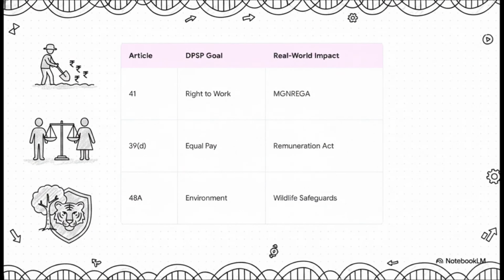Now, what's really interesting about this is seeing how these seemingly abstract constitutional concepts translated into massive, real-world impact. Take Article 41, which calls for the right to work. That's the literal constitutional foundation for huge programs like MGNREGA, which guarantees rural employment, and the National Social Assistance Program. Or Article 39D, demanding equal pay for equal work. That gave birth to the Equal Remuneration Act of 1976. Even Article 48A, focusing on the environment, drives the country's wildlife safeguards today. So these aren't just empty words on a page, they're literally the DNA of the nation's biggest welfare schemes.